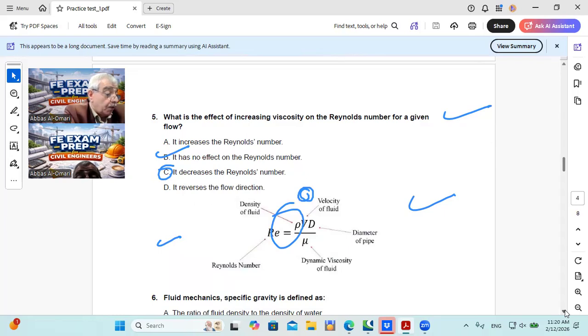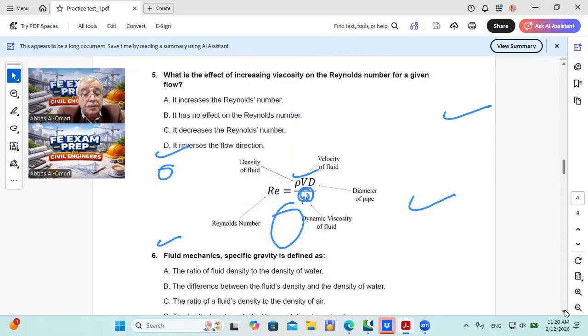So, what is the effect of increasing viscosity? Increasing viscosity will decrease Reynolds number. So, the answer is C. Next question.